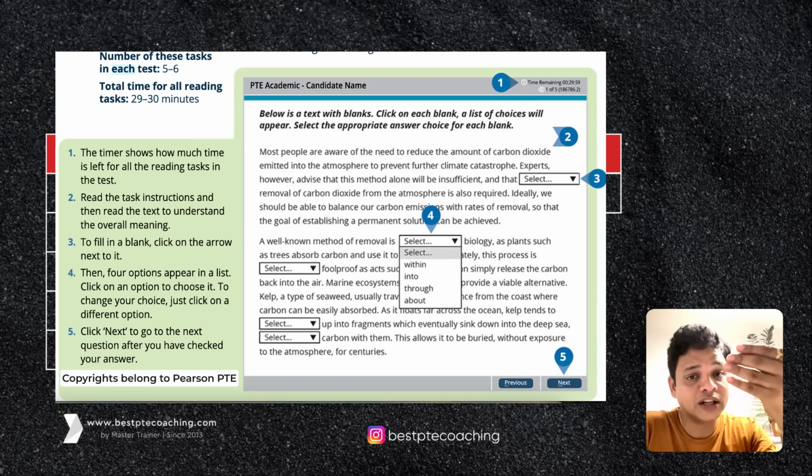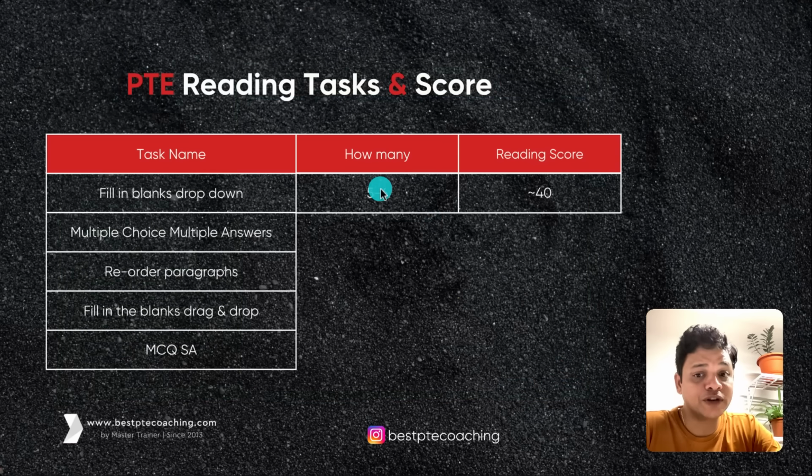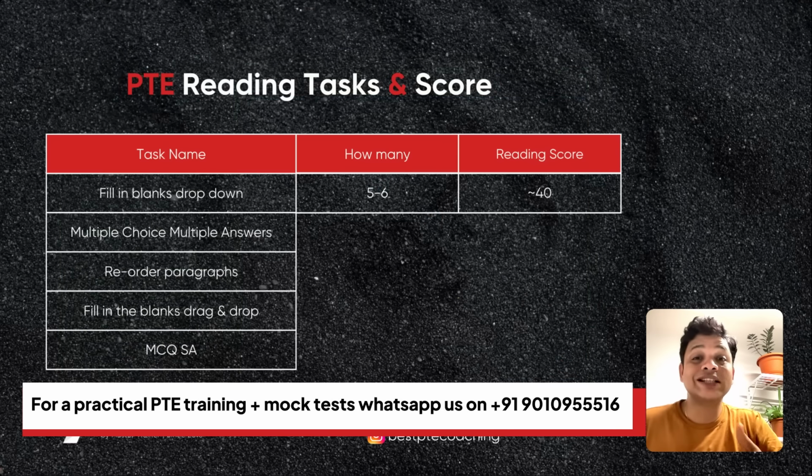When you click the drop down button, it displays 4 options. Of these 4 options, one is correct, the remaining are all wrong. It's all about selecting the right word for each blank. That's what fill in the blanks drop down is all about. There will be 5-6 questions, which means you will be processing 5-6 passages, and it gives you up to 40 marks in the reading module.